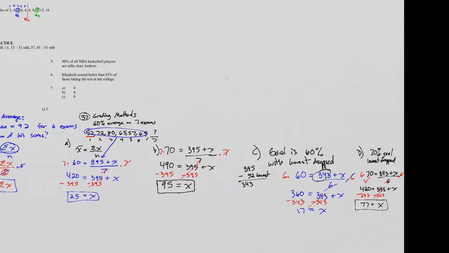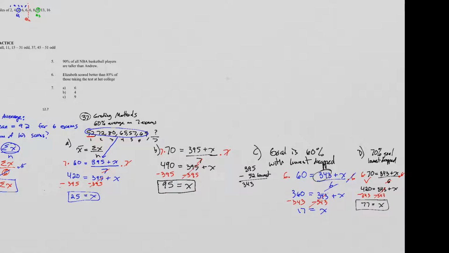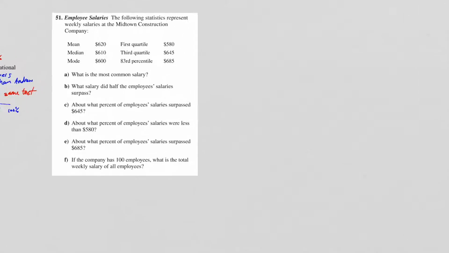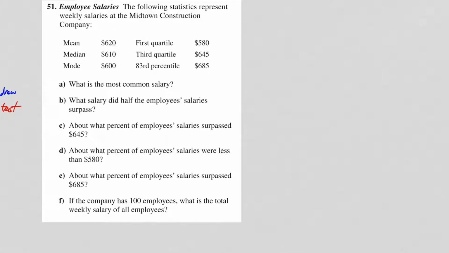All right. So those are some application questions about grades, and we'll do that again in class with your own grades. But I want to do one more, number 51, which has to do with the quartiles. Okay, let's take a look at number 51, which is going to be our last example for 12.3. So 51 has some questions about these salaries.